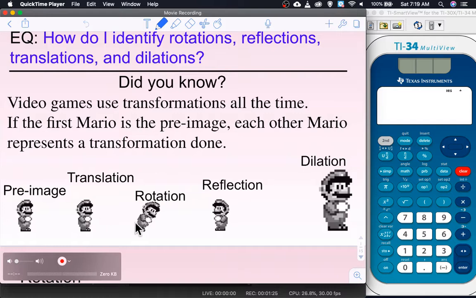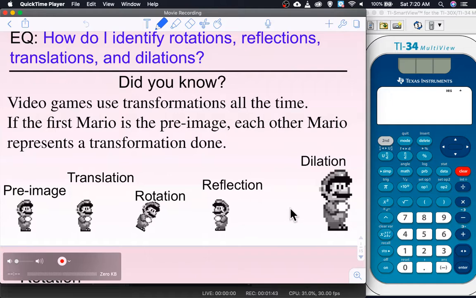And if Mario was walking downhill, now they didn't actually rotate him much, but if he was walking downhill, they would just do a little rotate. If he was facing to the right and then he'd turn around and face the left, they would literally just take the picture and flip it over. Now he's facing to the left.